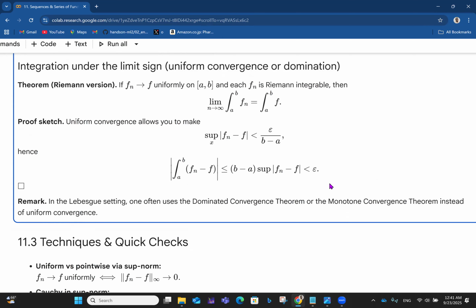So in the Lebesgue setting, one often uses the dominated convergence theorem or the monotone convergence theorem instead of uniform convergence. In a previous video, we had looked at MCT, that's the monotone convergence theorem, where we established the idea that a monotone function or a monotone sequence, if you like, is a sequence that is either increasing or decreasing, right?